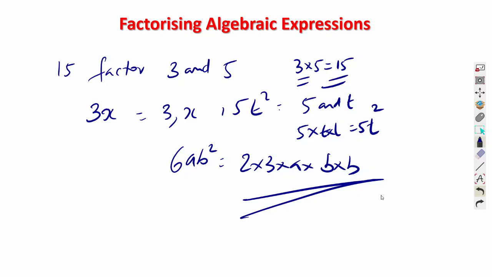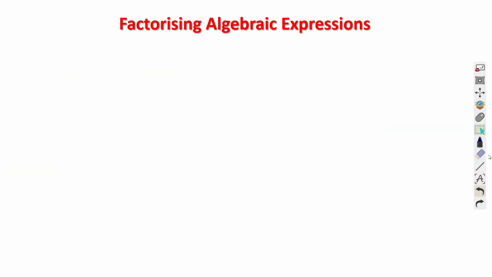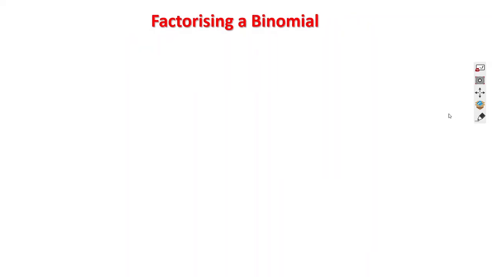Sometimes it will be factorizing binomial expressions. These are monomials: 3x, 6ab square, 15 are monomials, single term. Sometimes there will be binomials which need this kind of factorization. Let me take an example. Factorizing a binomial. For example, this is taken from your textbook: 4xy plus 8xy square. This is a binomial. There are two terms: monomial, binomial, trinomial.